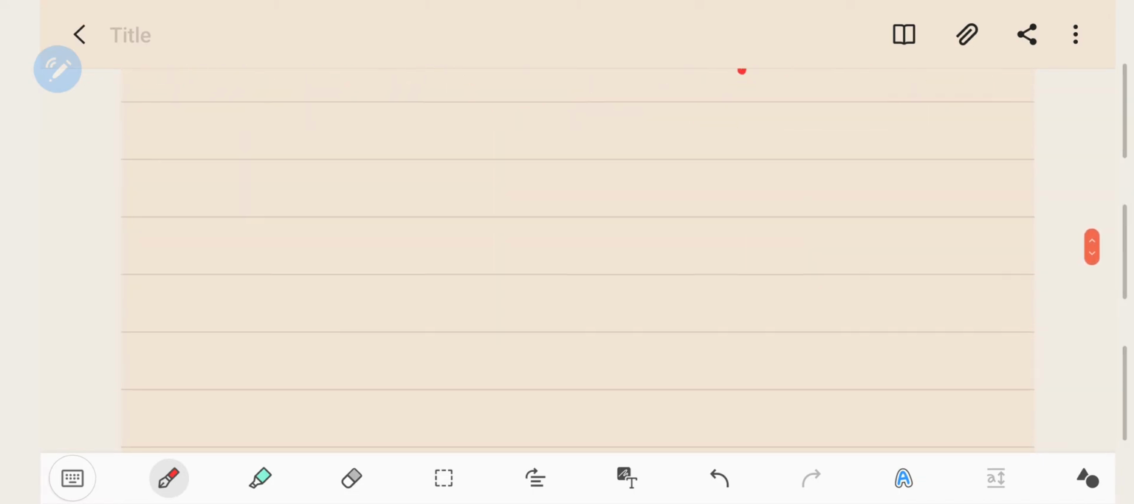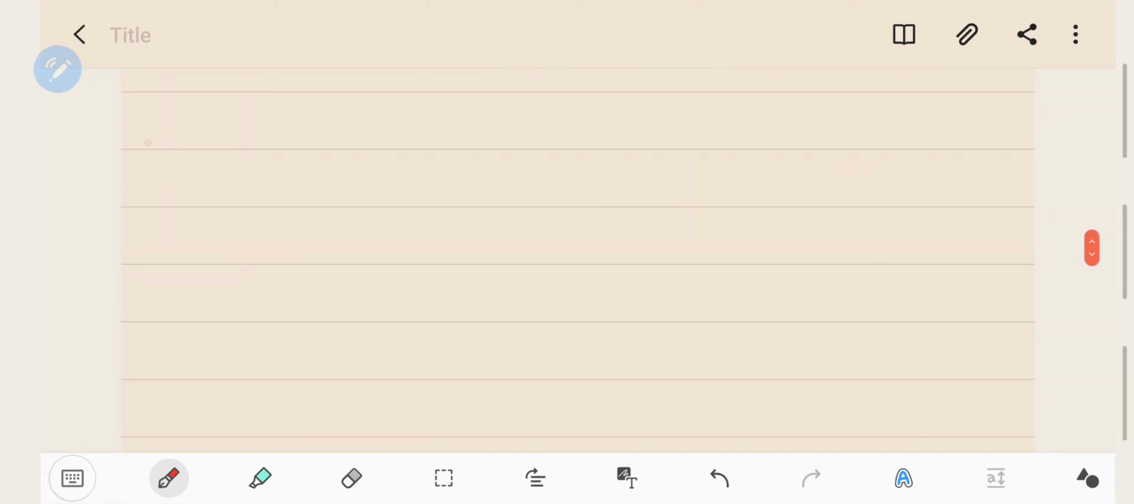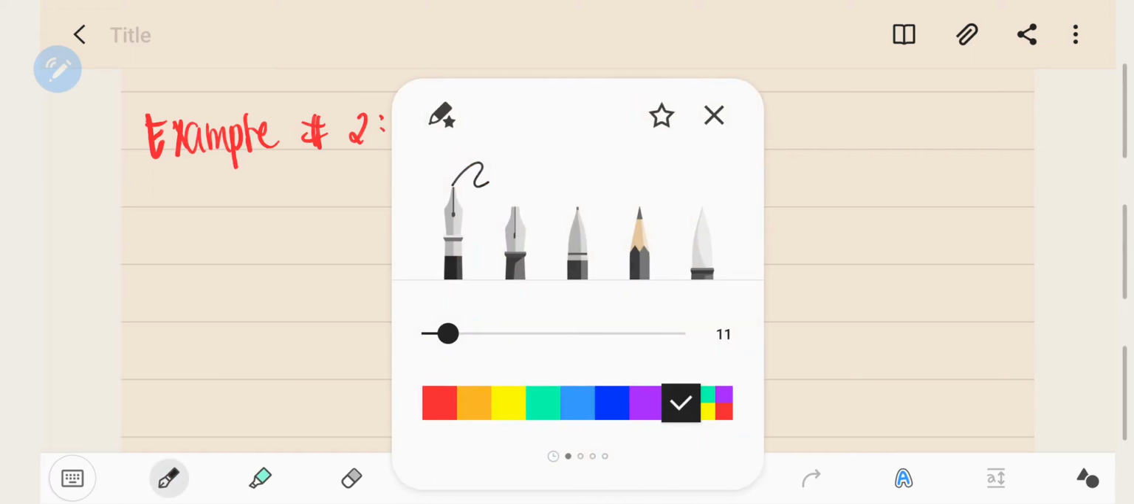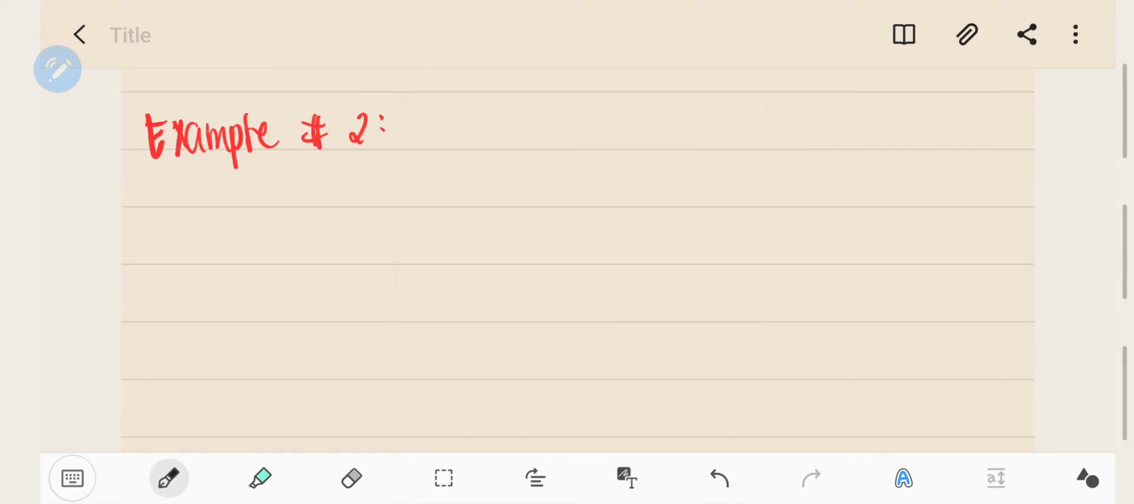So let's try one more example. So I have example number 2. Let's say I have, hanap tayo ng medyo mahirap-hirap.